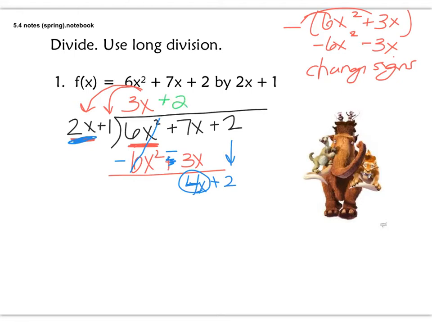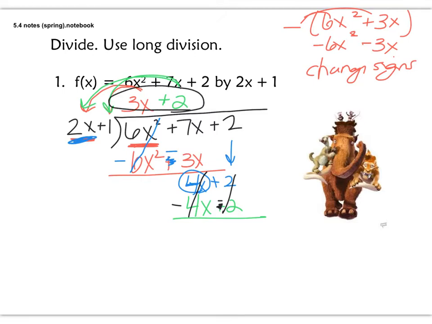Once you put the number at the top, you distribute. So 2 times 2x is 4x. 2 times 1 is a positive 2. And then instead of subtract, we say change your signs. 4x minus 4x cancels. 2 minus 2 cancels. There's nothing left to bring down. So this is the final answer.